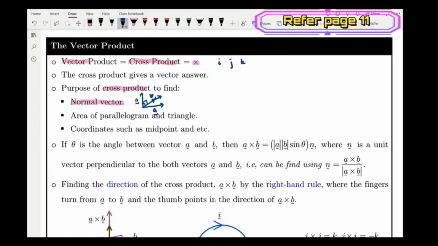Okay, next, kita untuk cari area of parallelogram dan triangle. Dan seterusnya kita cari koordinat seperti midpoint, distance dan lain-lain lagi.